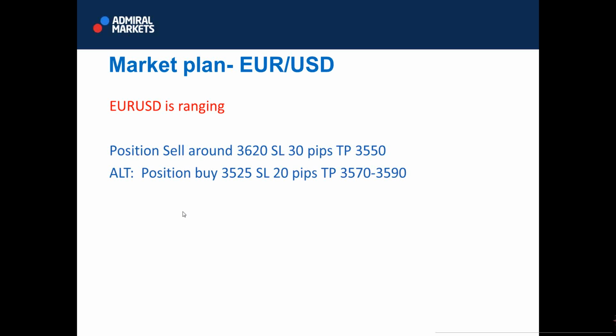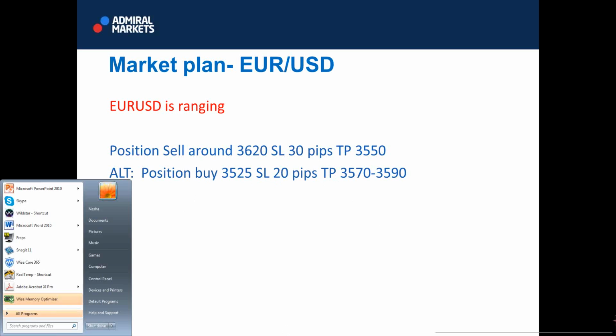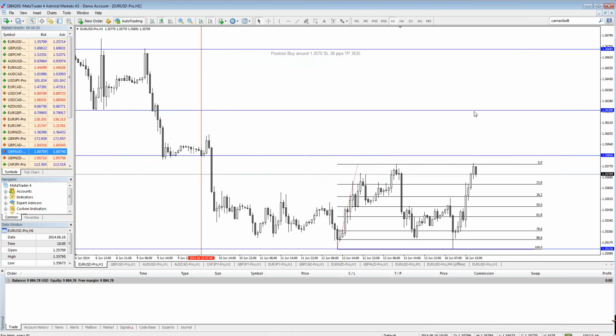Most logical buy position for me is 35.25 with 20 pips stop loss, targeting 35.70 to 35.90. So if we don't get our sell there, the price may come again in the range. This is range trading, you see, breakout without retest, but then it goes up, it goes down, up, down, up, and maybe it will go down, but maybe it will go here to sell or here to buy.